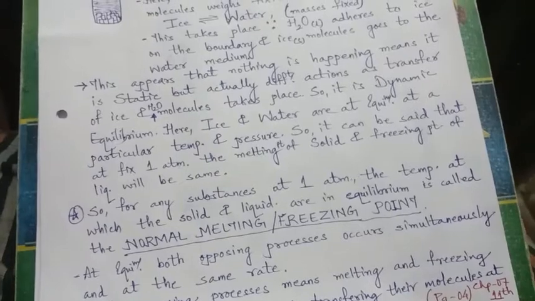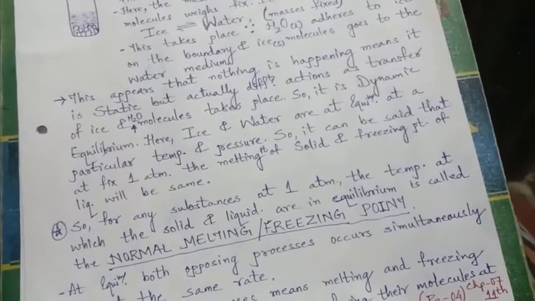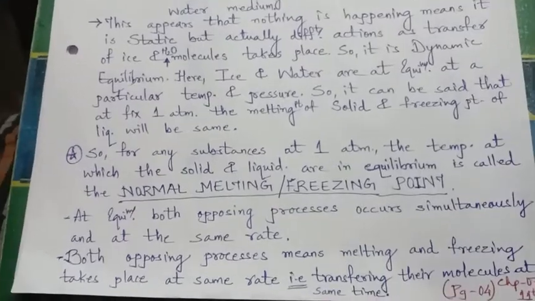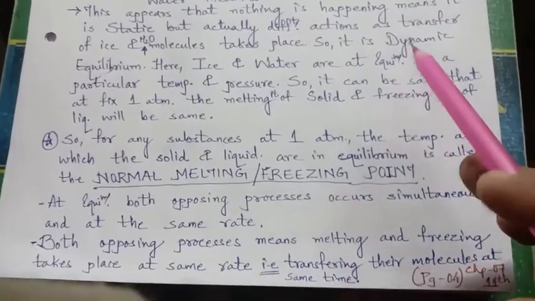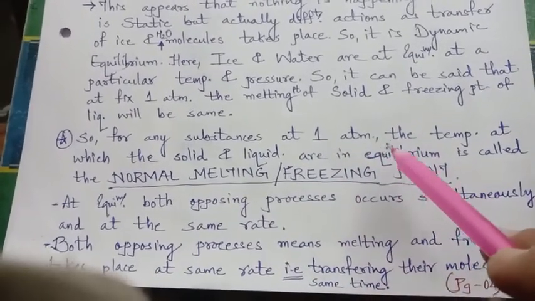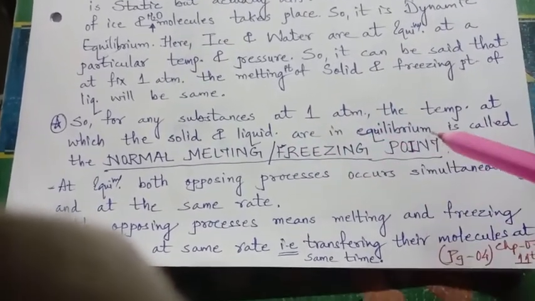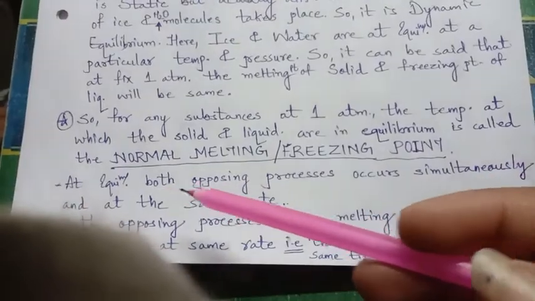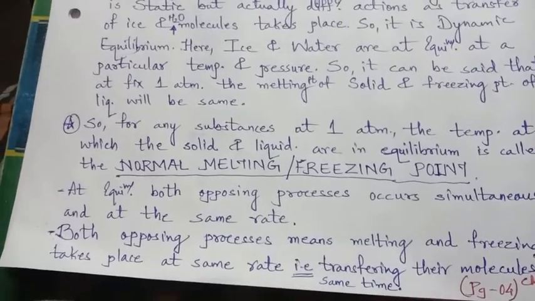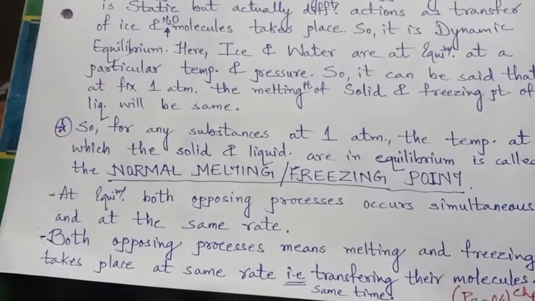The melting point is 0 degrees Celsius. At the same time, the freezing point is also 0 degrees Celsius, but it is respective for ice and respective for water. So, in general, for any substance at 1 atmosphere, the temperature at which the solid and liquid are in equilibrium is called the normal melting or freezing point. That is, at 1 atmospheric pressure, the temperature at which solid and liquid are in equilibrium.